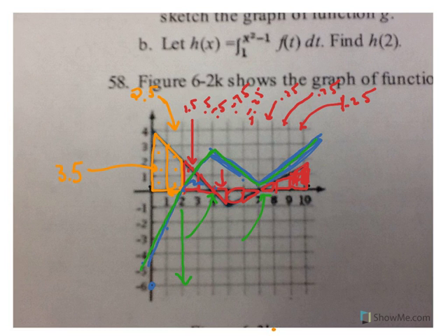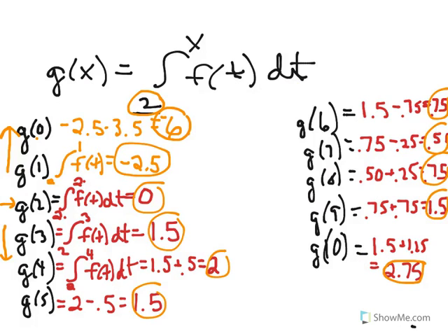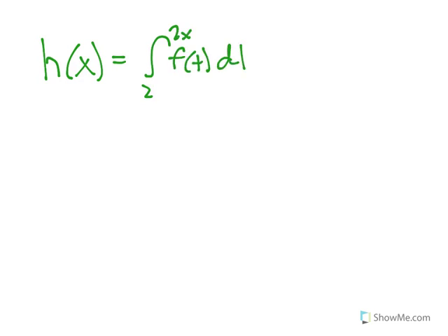Remember, g of x is the integral of f of t. So it makes sense that the slope here is 0, and those are turning points. So now let's look at the second part of the problem. The second part of the problem says let h of x equal the integral from 2 to 2x of f of t dt. It says find h prime of 4.